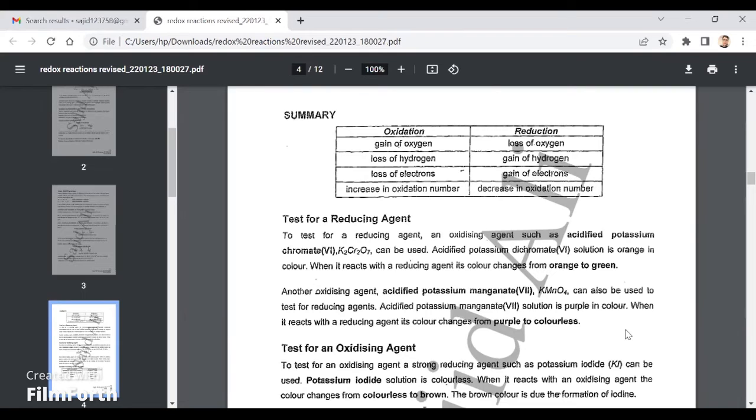Another oxidizing agent, acidified potassium manganate(VII), KMnO4, can also be used to test for a reducing agent. Acidified potassium manganate(VII) solution is purple in color. When it reacts with the reducing agents, its color changes from purple to colorless.